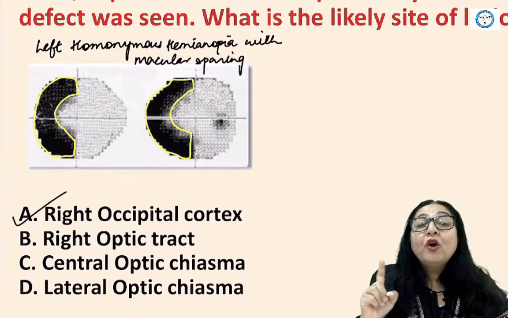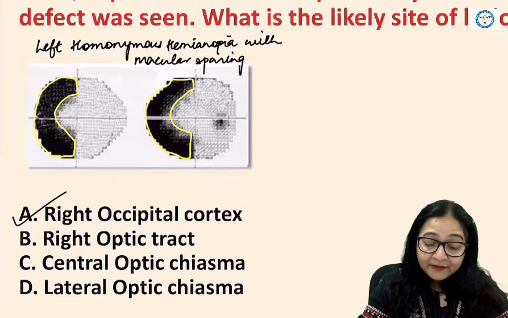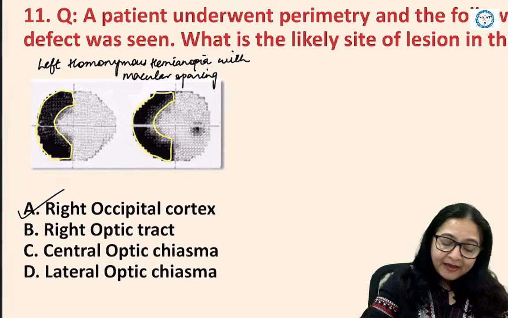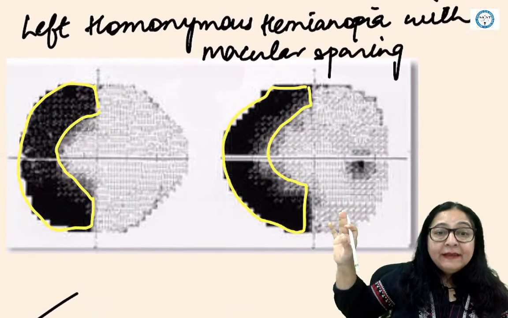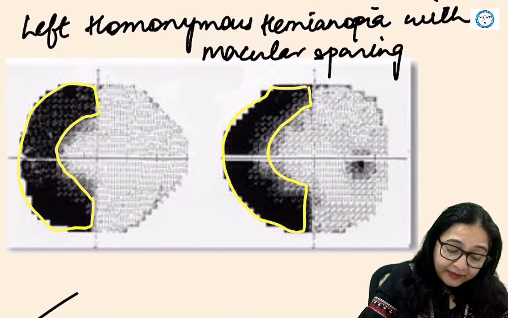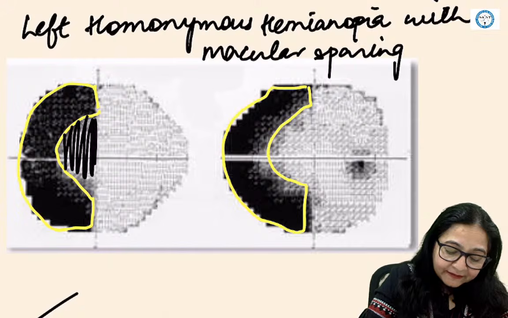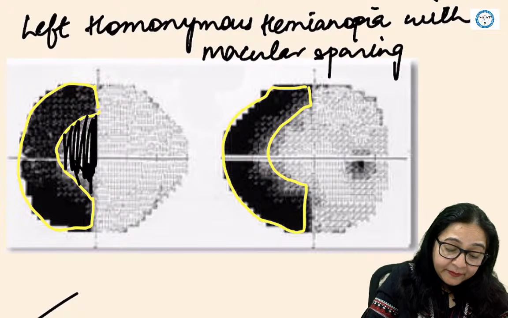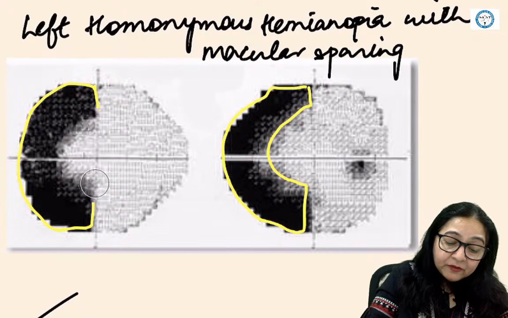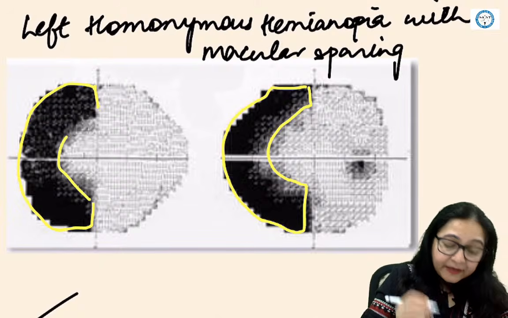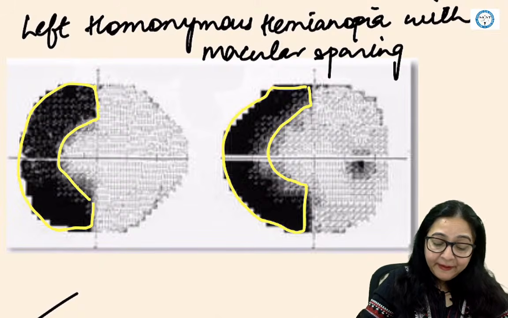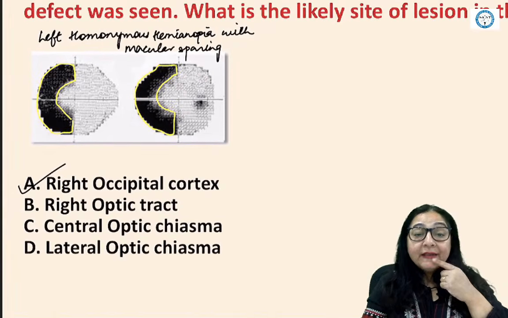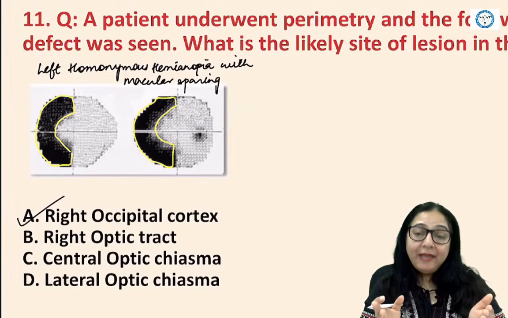Okay, it's not optic tract because in optic tracts we do not get the macula sparing. So if you notice carefully, if there is no macula sparing, the defect will be like this. But here the center is cleared, children. The center is clear. So there is central sparing or macular sparing. Okay? So this is right occipital cortex. Central optic chiasma, you will be getting bitemporal hemianopia.